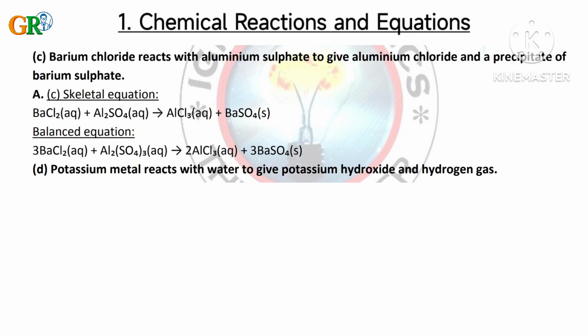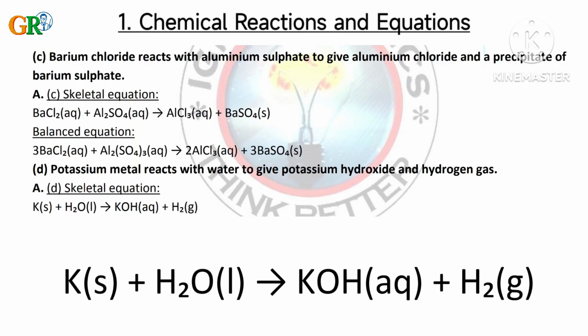D. Potassium metal reacts with water to give potassium hydroxide and hydrogen gas. The chemical equation for this reaction is K + H2O gives rise to KOH + H2. Let us balance it. The number of hydrogen atoms on the left hand side is 2 and on the right hand side is 1 plus 2, 3.